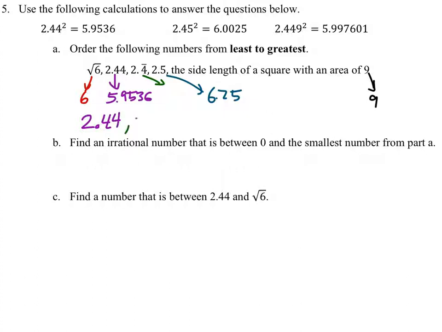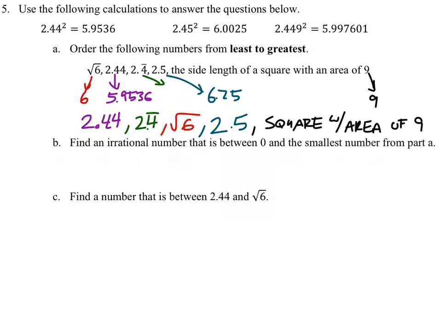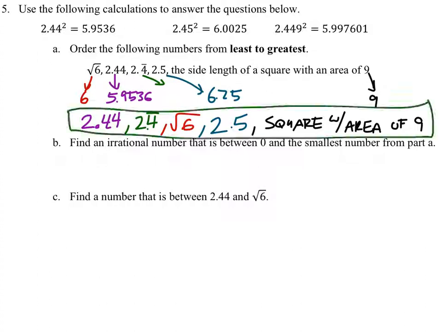The next smallest then would be 2.4 repeating. And the next smallest would be the square root of 6. And the next smallest came from the 2.5. And then finally the biggest number is the square. That's a lot bigger. The area is already 9, so the side length is 3, which is bigger than 2.5. There's our list from least to greatest.